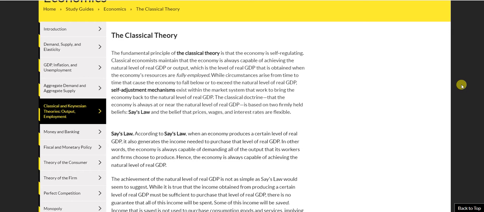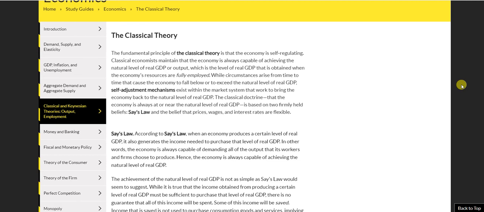Self-adjustment mechanisms exist within the market system that work to bring the economy back to the natural level of real GDP. The classical doctrine that the economy is always at or near the natural level of real GDP is based on two firmly held beliefs: Say's law, and the belief that prices, wages and interest rates are flexible.